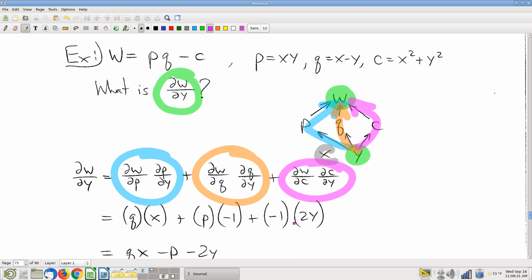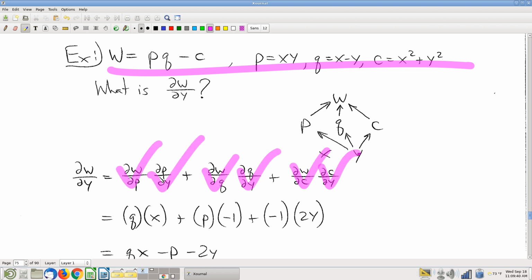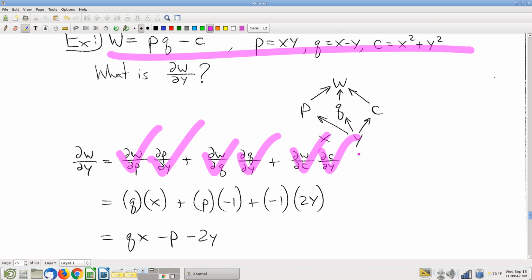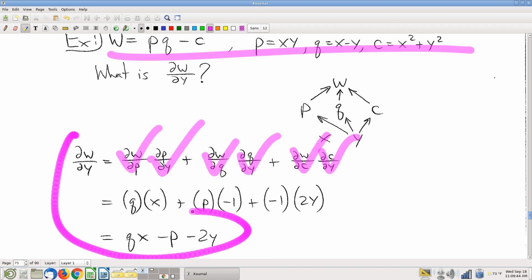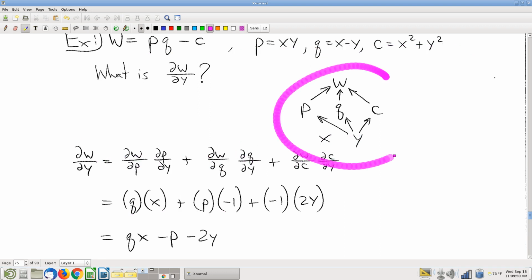And then it's just some real easy partial derivatives to compute. We've got explicit formulas here, so all these partials are easy to do. Right? And you plug in and simplify, and there's your answer. Yeah. Okay. The purpose of this example was to emphasize how important it is to make yourself a little diagram like that.